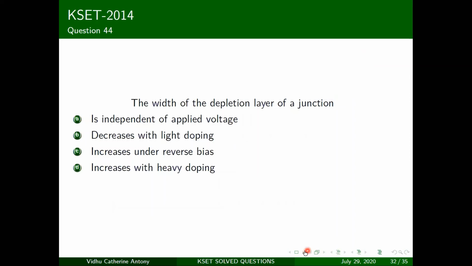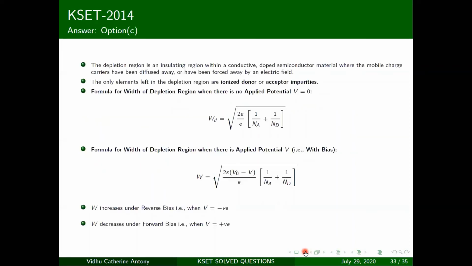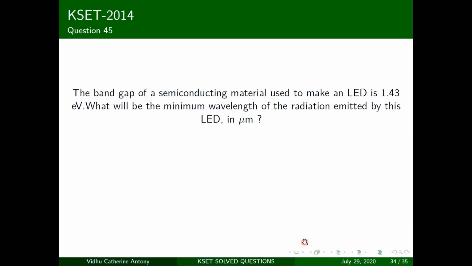So let's move on to the last question we have. This is quite easy. You really don't have to know much about electronics. All you need to know is the photon energy formula, and you can do this. The band gap of a semiconductor material used to make an LED is about 1.43 electron volt. What will be the minimum wavelength of the radiation emitted by this LED?